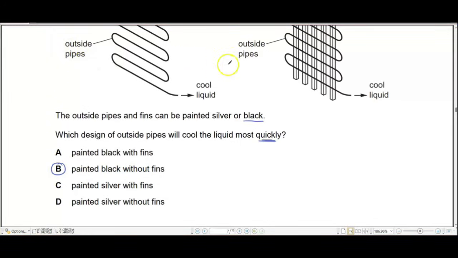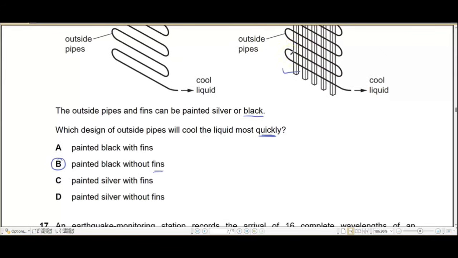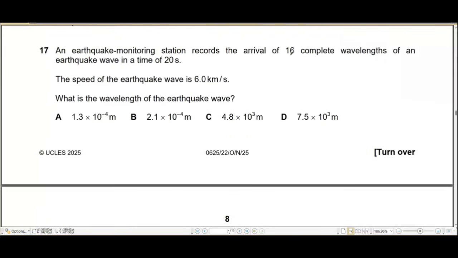Now we've understood why black is being used, and now it's time to understand why the option with fins would be more suitable, because these fins increase the surface area available for heat transfer. So increasing the surface area will cool the liquid down much more quickly, at a higher rate. That is why fins are used and black color is being used. So this is the logic.